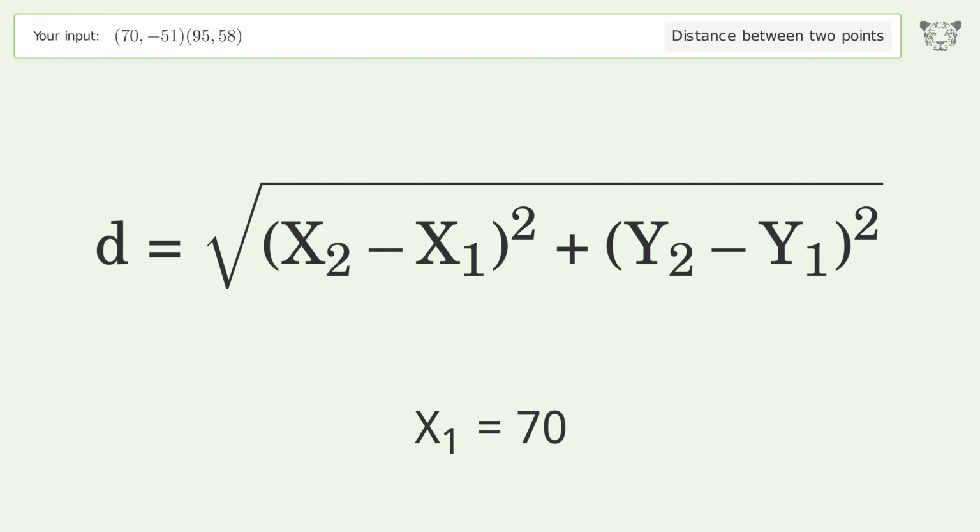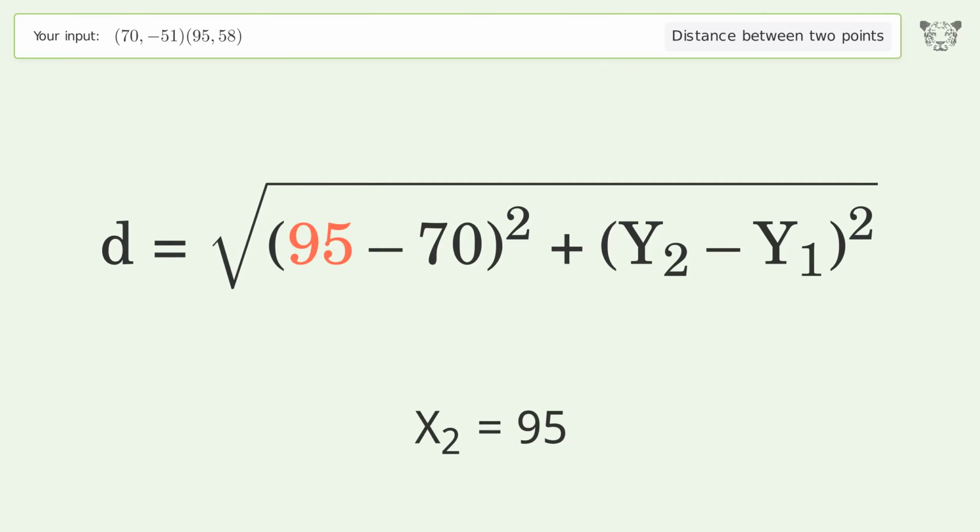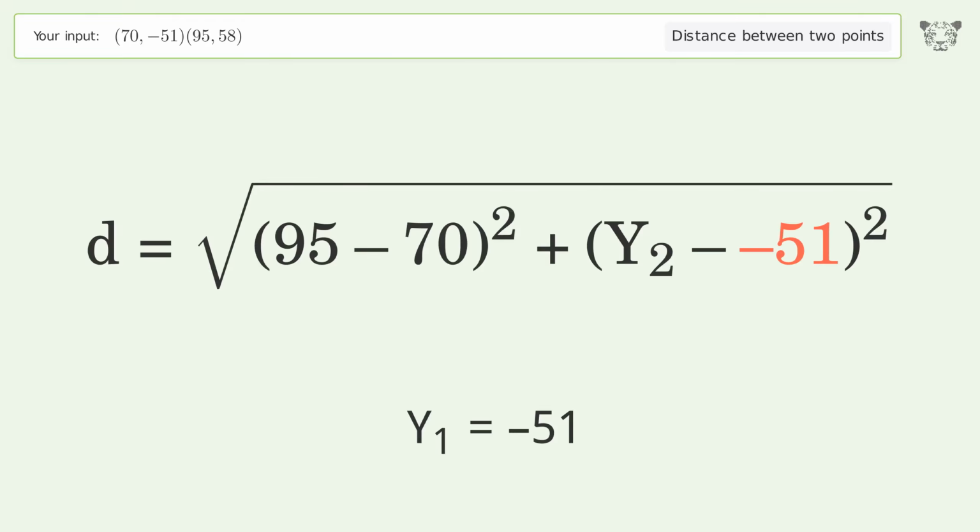x1 equals 70. x2 equals 95. y1 equals negative 51. y2 equals 58.